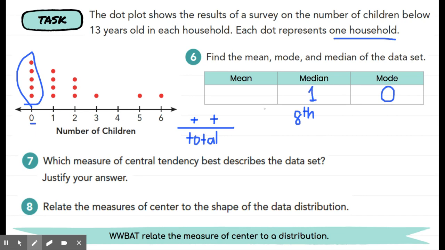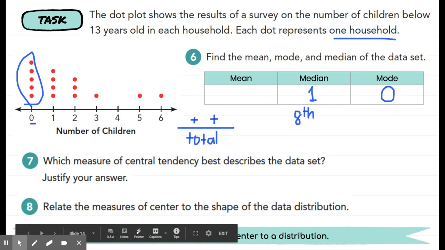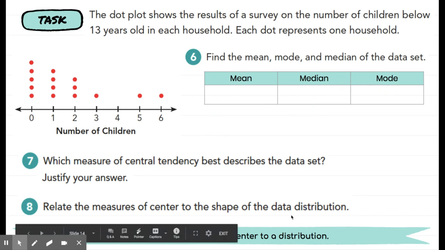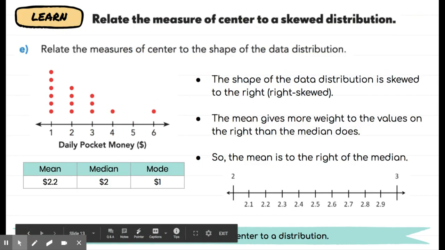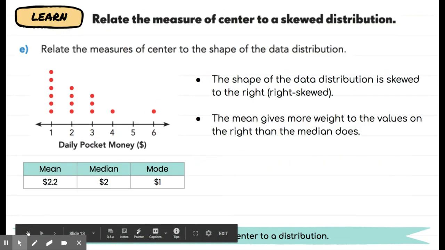So you're going to find the mean, median, and mode, and then you're going to explain which measure of central tendency best describes the data set, mean, median, or mode, and justify your answer. And then relate the measure of center to the shape of data distribution. What do you notice? Is the mean to the right or to the left of the median? What does it mean by that? What does the data distribution have to do with that? You can look at the other two slides before as the example of how you can write it out.